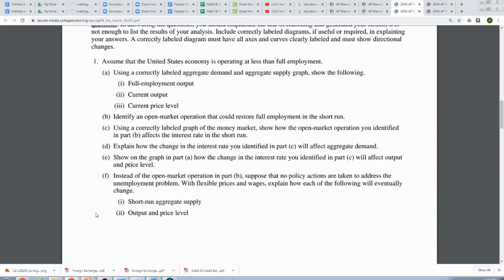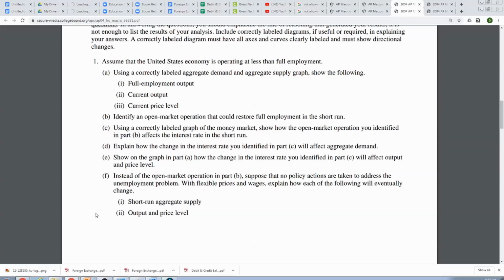How will that change in interest rates identified in Part C affect aggregate demand? Well, consumption and investment are interest sensitive. So when interest rates fall, the two of them will increase. Since both of them are components of aggregate demand, aggregate demand will increase, shown by a rightward shift. That will cause the price and output to both rise. And that was part E.